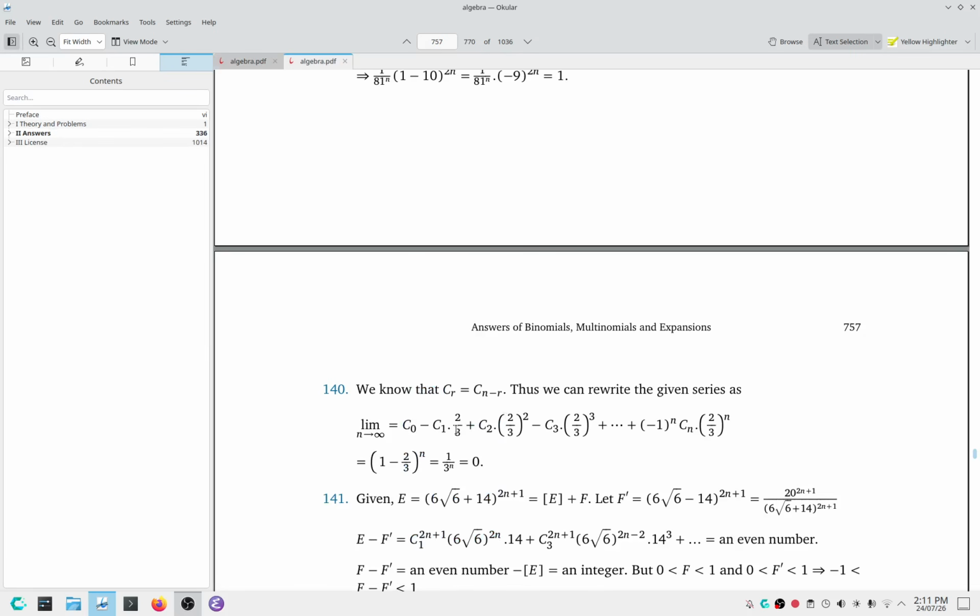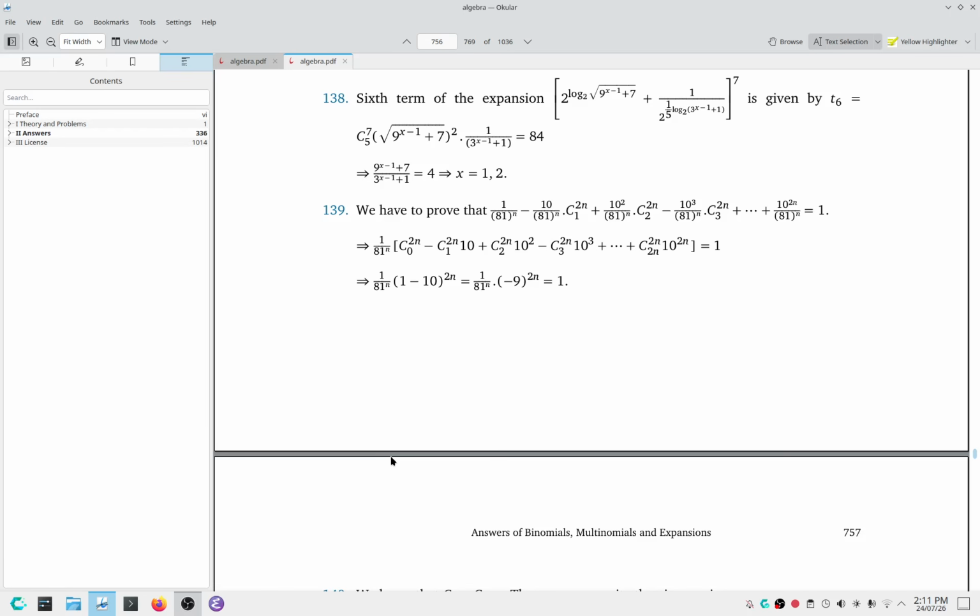And this series is essentially 1 minus 2 upon 3 to the power n, that is 1 upon 3 to the power n. And if n tends to infinity, 1 upon 3 to the power n will be 0. So with this, we come to the end of the 140 problems. I hope you enjoyed the easy problems.